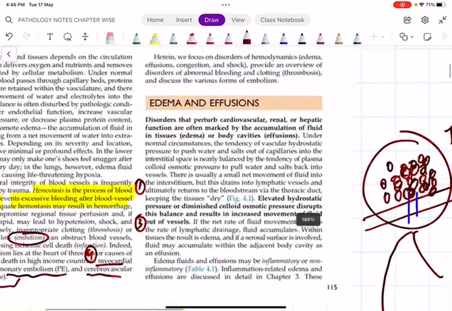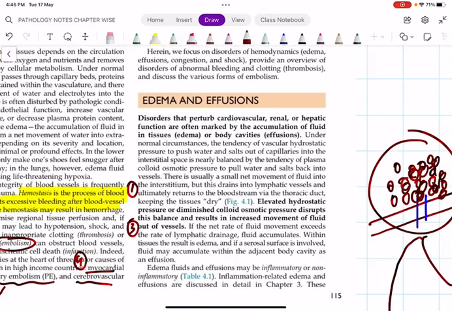Okay, let us see the normal hemodynamics. What is edema and what are effusions? Edema means, remember children, it is an accumulation of fluid in the tissues. At the same time, if that fluid accumulates in a body cavity, pleural, pericardial, peritoneal, we call it effusion. Pericardial effusion, pleural effusion, peritoneal effusions. So what are the reasons for this edema?